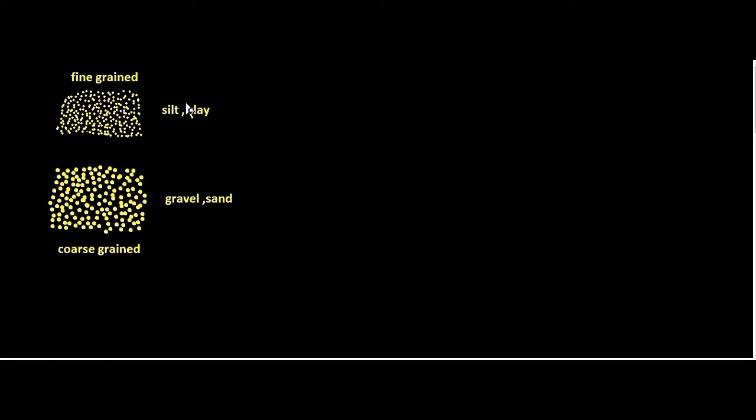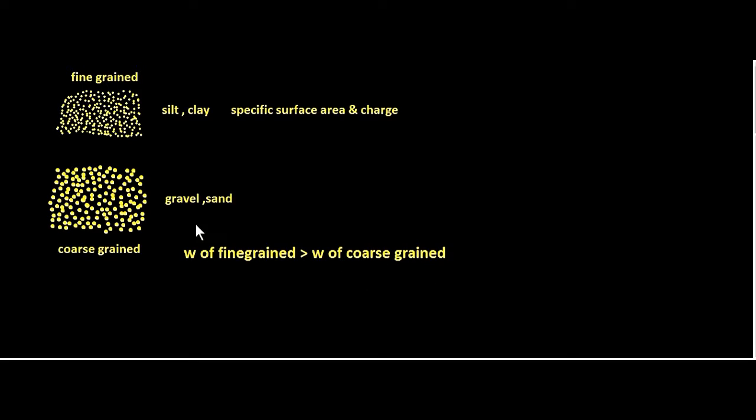Let's take clay. We know clay has charge. Its particle specific surface area is more. Some professionals say that the reason behind the water content being more for fine-grained soils than coarse-grained soils is the specific surface area being more for fine-grained soils, and also the charge. Some say that the charge attracts water molecules and hence retains more water compared to the coarse-grained soils. Hence, water content of fine-grained is greater than water content of coarse-grained.